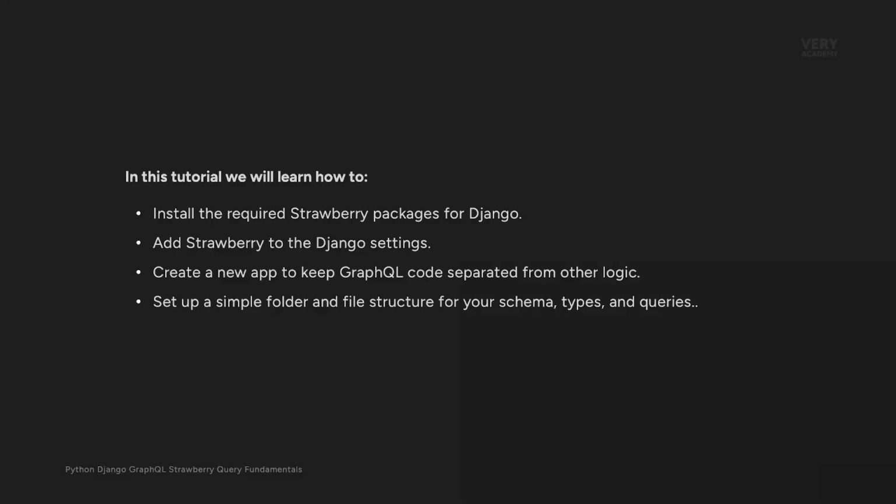In this tutorial, we're going to install Strawberry GraphQL and connect it to our Django project. We'll also create a new app and organize our GraphQL logic and take a look at the folder structure we're going to use going forward. So this is a setup focused tutorial. We're not going to write any queries yet, just making sure that everything is in place so that we can build cleanly and clearly in the next steps.